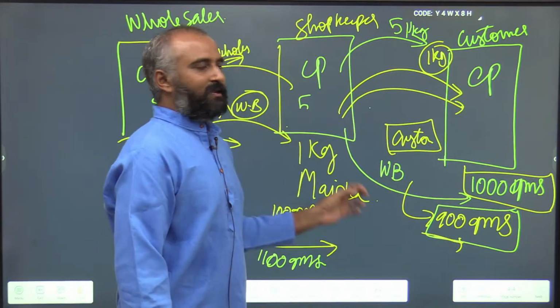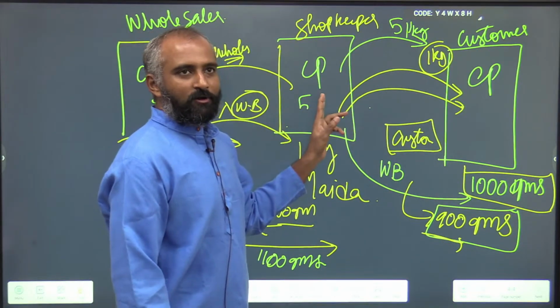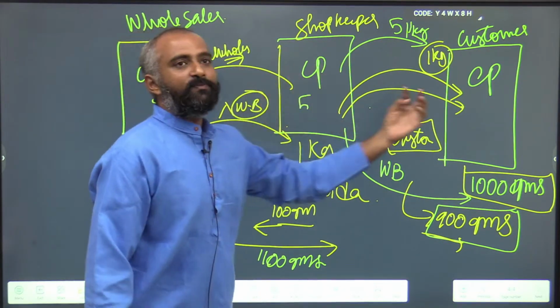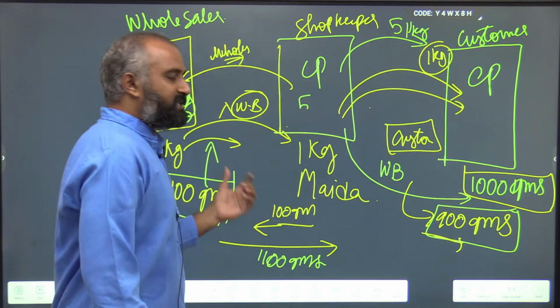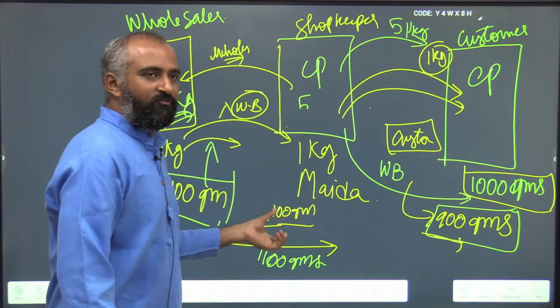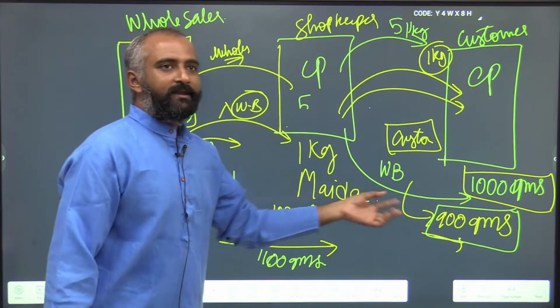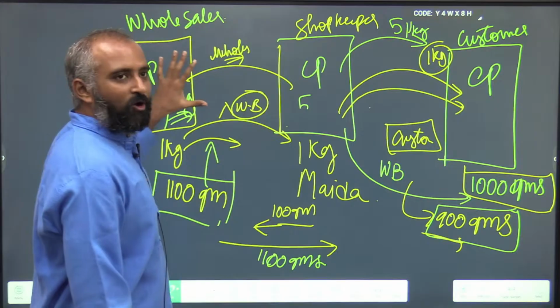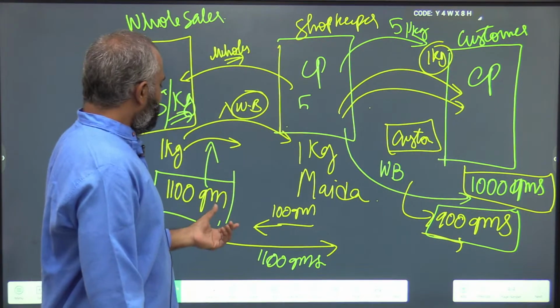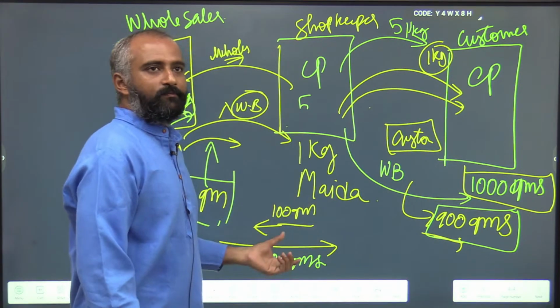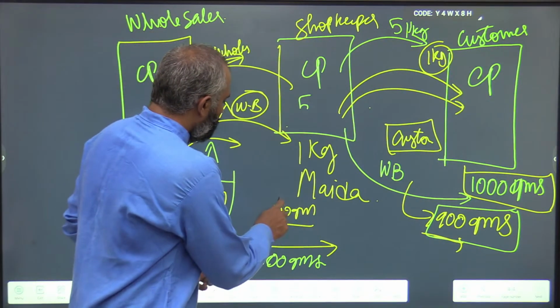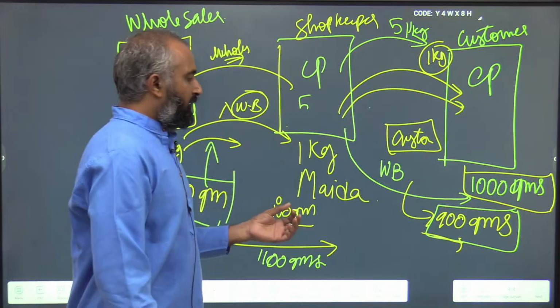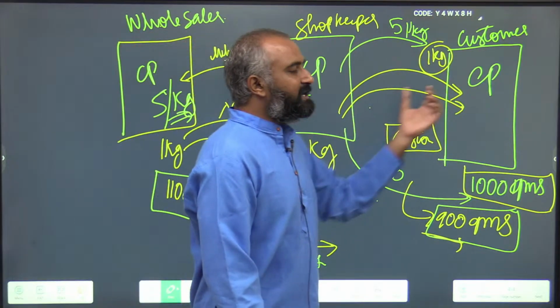Tell me generally, does the shopkeeper get a profit or not? Although the cost price is the same, he is getting undue benefit in terms of the quantity taken. From the wholesaler, he is cheating by taking more than he paid for. He is taking 1100 grams, but he is paying only for 1000 grams. And in the same way, he is cheating the customer.